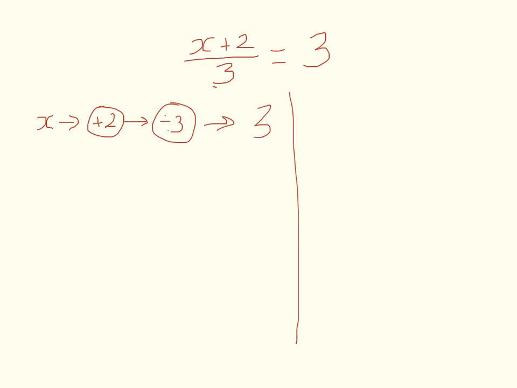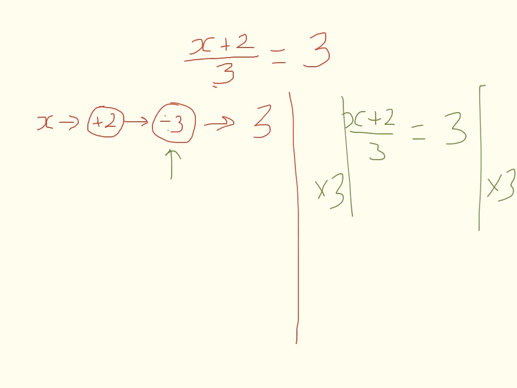So let's have a look at how we unpick that. We've got x plus 2 over 3 equals 3. So if you look here, the last thing that we did was divide by 3. So the first thing we're going to do to both sides here is the opposite of that. So we're going to multiply both sides by 3, and we get x plus 2 equals 9. Now, the first thing that we did over here was add 2 to both sides. So we need to do the inverse of that. So we're going to take 2 from both sides, and we get our answer, which is x equals 7.